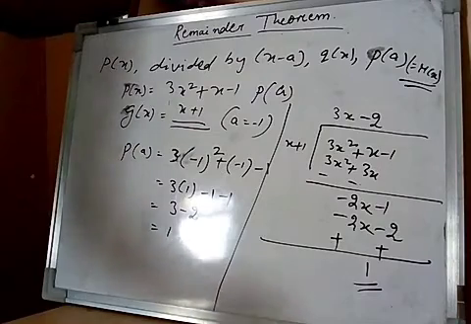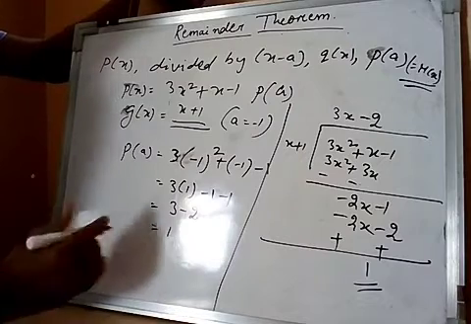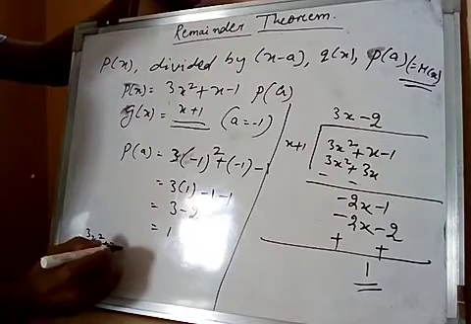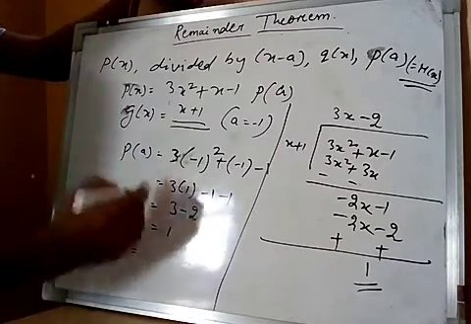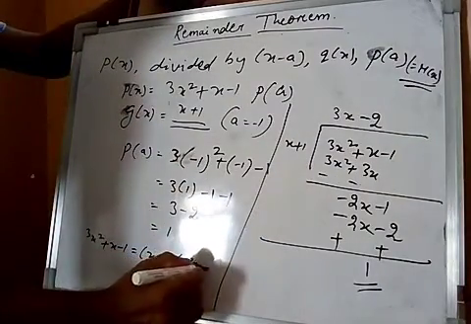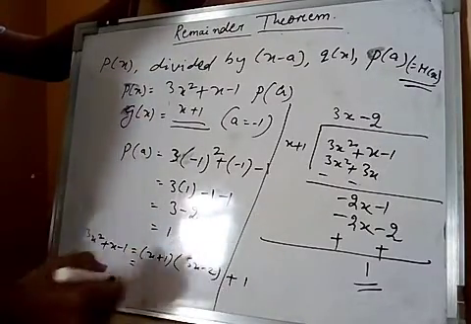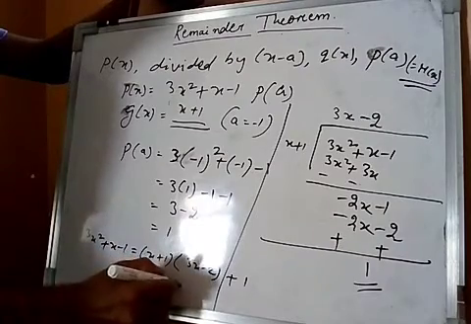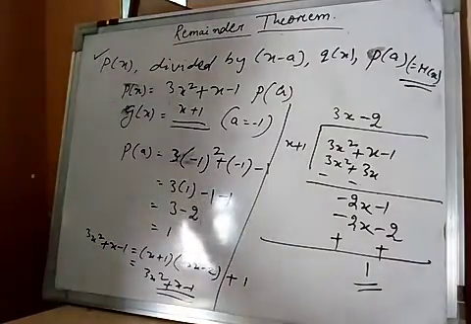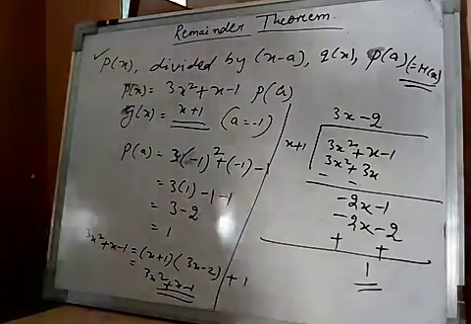Third, checking we can do: dividend equals quotient multiplied by divisor plus remainder. Then the dividend is 3x square plus x minus 1, the divisor is x plus 1, the quotient is 3x minus 2, and the remainder is 1. So we can check by multiplying these, and we will get 3x square plus x minus 1. So this is the theorem. By using this we can find the remainder without actual division. Okay, p of a only is the remainder.